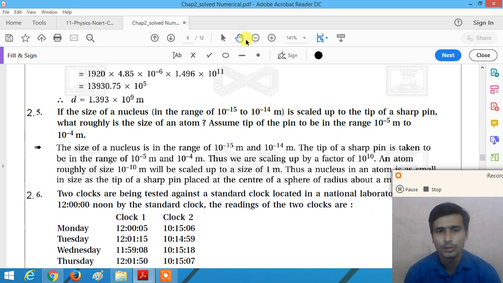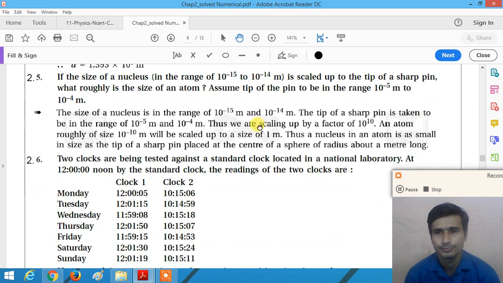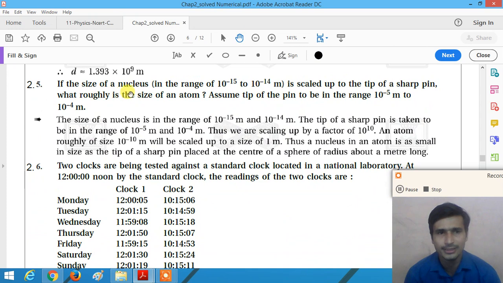Now question number 5. If the size of the nucleus in the range of 10 raised to minus 15 meter to 10 raised to minus 14 meter is scaled up to the tip of a sharp pin, what is roughly the size of the atom? Assume the tip of the pin to be in the range of 10 raised to minus 5 meter to 10 raised to minus 4 meter.